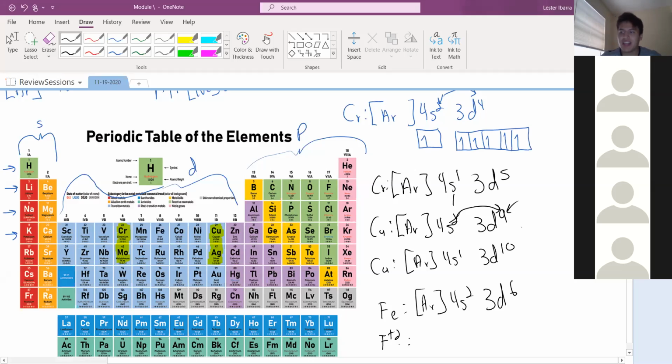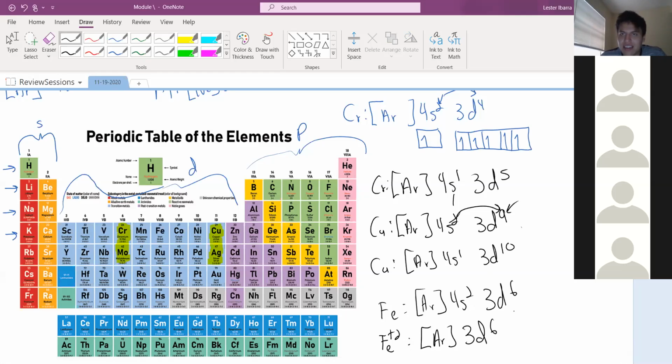Now, let's think about this for a second. Would it be easier to remove electrons that are closer to the nucleus or further away from the nucleus? Further away, right? Because if it's further away from the nucleus, that attraction, that force is going to be weaker, so it makes it easier to remove. So then between 4s2 and 3d6, which one's in a higher energy level, further away from the nucleus? 4s2. So iron plus 2 will actually be argon 3d6. That's the configuration for that one.